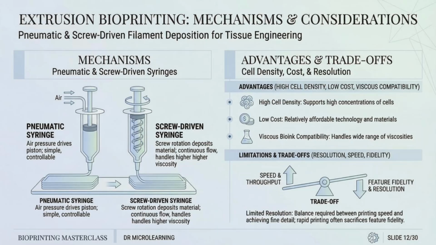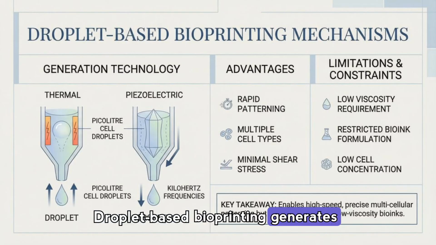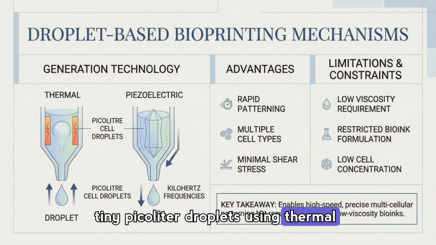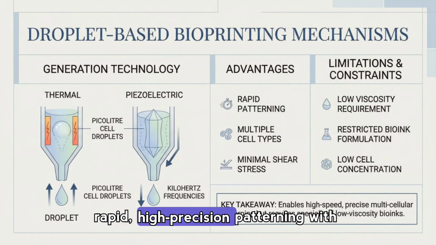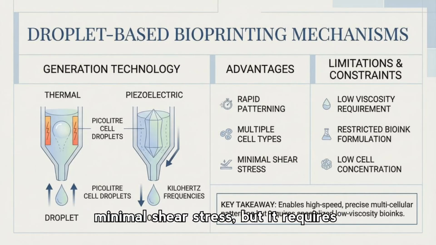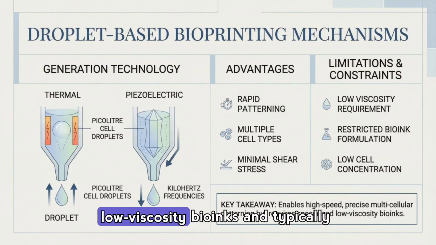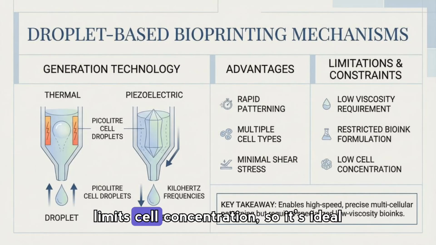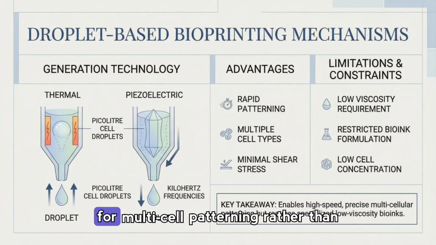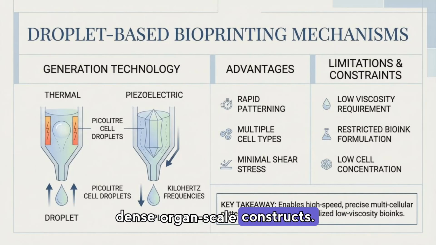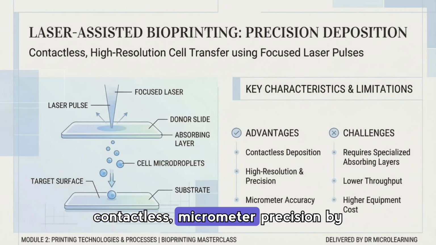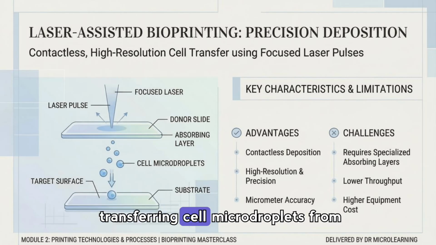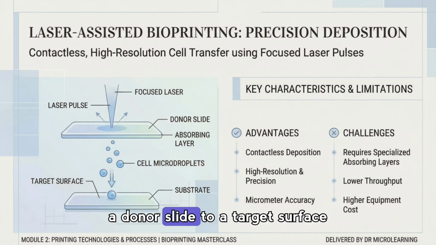Droplet-based bioprinting generates tiny picoliter droplets using thermal or piezoelectric actuation, enabling rapid, high-precision patterning with minimal shear stress, but it requires low viscosity bioinks and typically limits cell concentration, so it's ideal for multi-cell patterning rather than dense, organ-scale constructs.